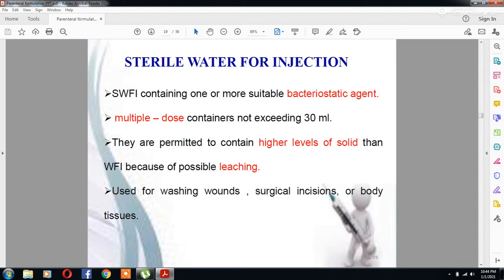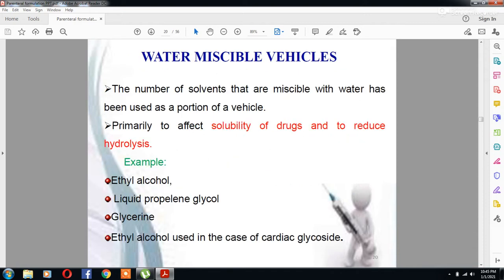They are formulated to contain a higher level of solids than water for injection because of possible leaching. Sterile water for injection is used for washing wounds, surgical incisions or body tissues. Water miscible vehicles: a number of solvents that are miscible with water have been used as a portion of the vehicle, primarily to affect the solubility of drugs and to reduce hydrolysis.